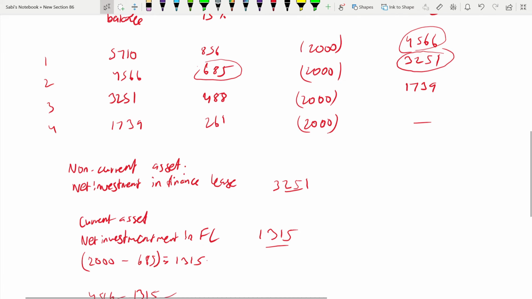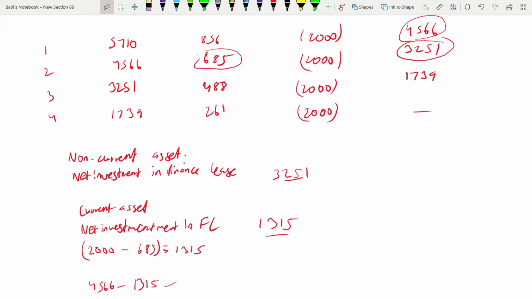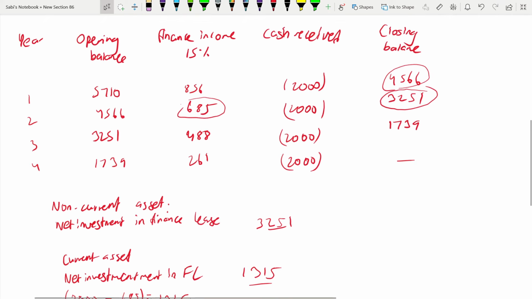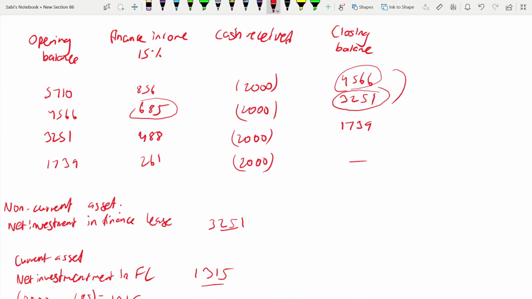Right? Or otherwise you can do it like this also. Just find the difference between these two. This will give you the current asset. Because 3251 is a non-current asset. So 4566 minus 3251. The difference is 1315. This is your current asset. Out of this 4566, current asset is 1315 and 3251 is your non-current asset that you have to record this year. This is like your receivable table, trade receivable, how you do that, right?